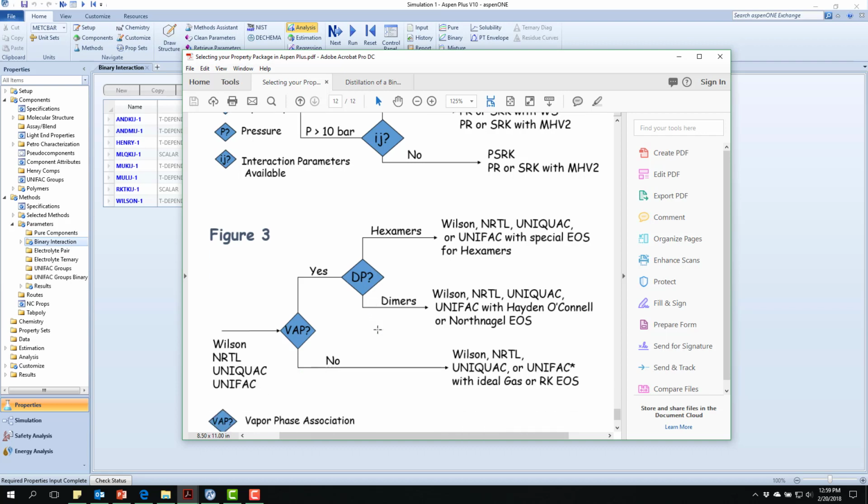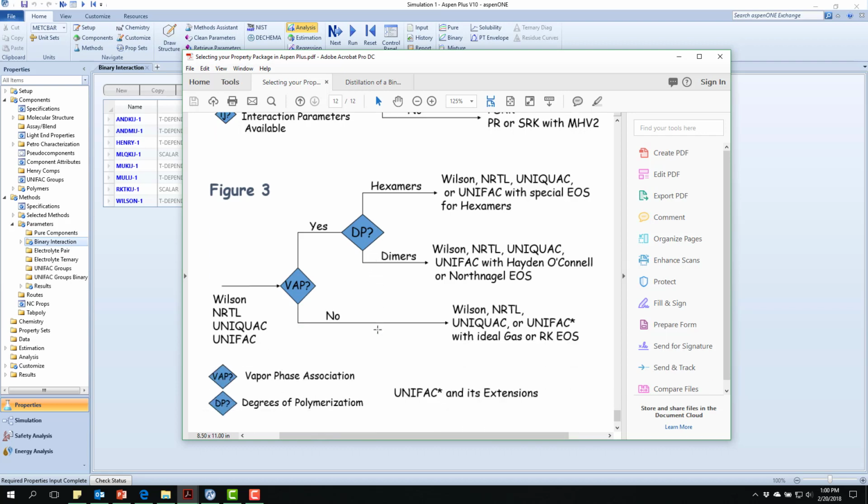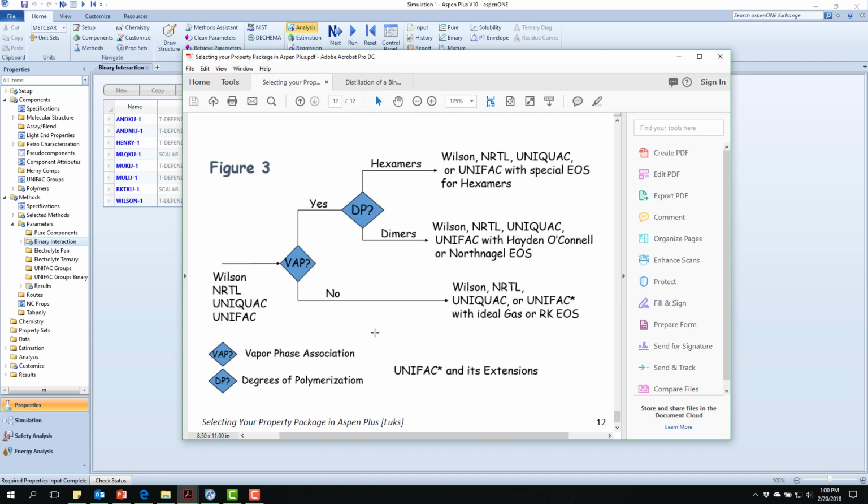And finally, we have figure three, which is what's going to happen in the vapor phase. If you have vapor phase association, then you would make a different choice. If you've got polymerization that will happen, you have, yet again, other choices. So you see that there are many rules and many sets of guidelines that will help you in making decisions on which property package. The important thing is that you make a good choice early on.